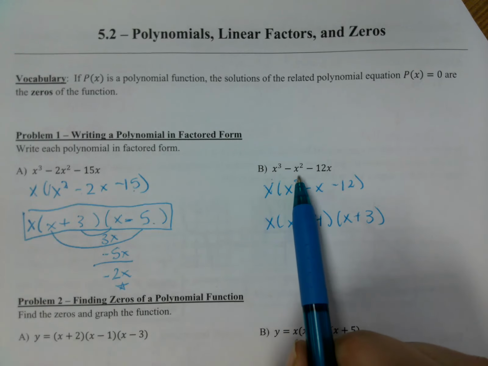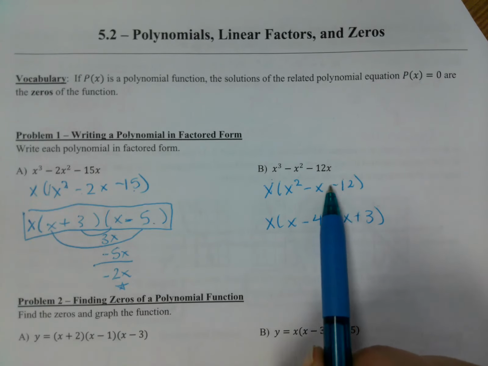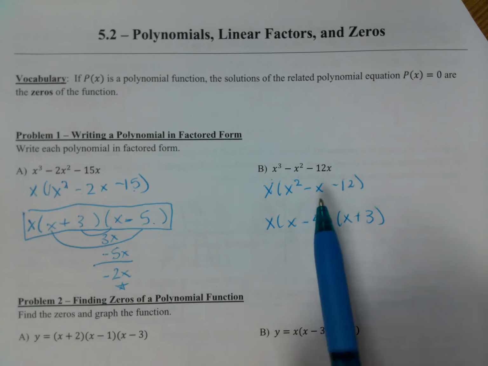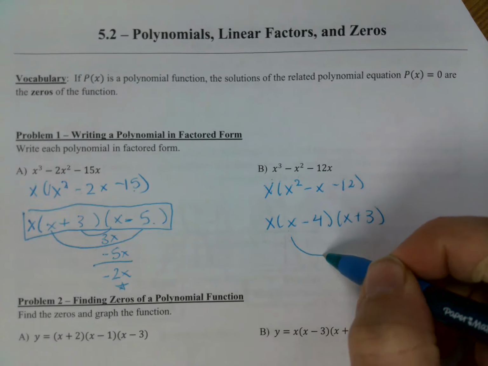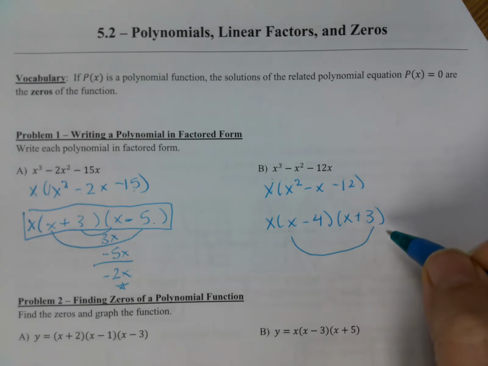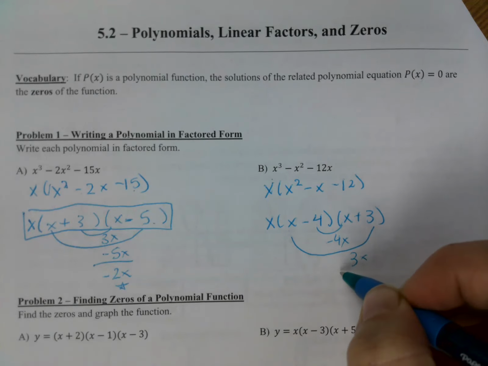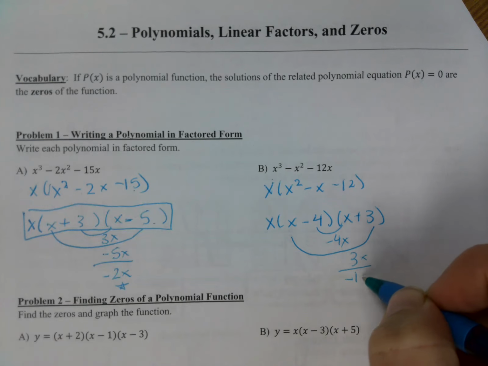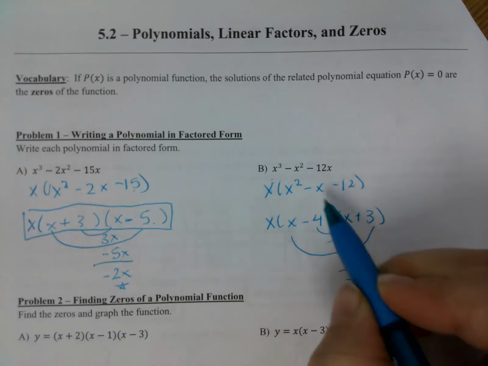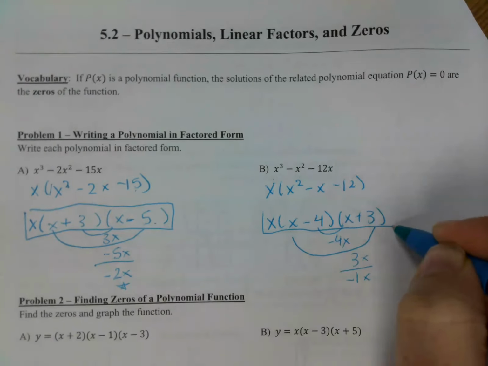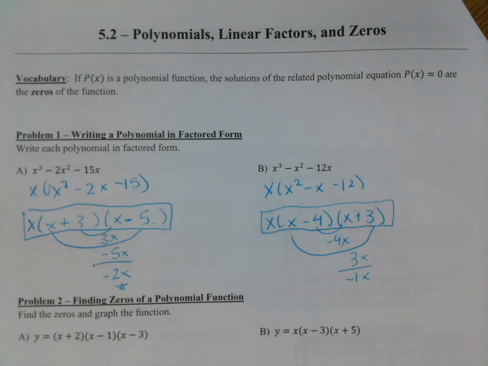I can take out an x of all three of these, and now again, I'm looking for numbers that multiply to get negative 12, add to get negative 4. I can always check my work. Outside would give me 3x, inside gives me negative 4x, and when I add those together, that gives me my negative 1x. So that works. So this would be my final answer.